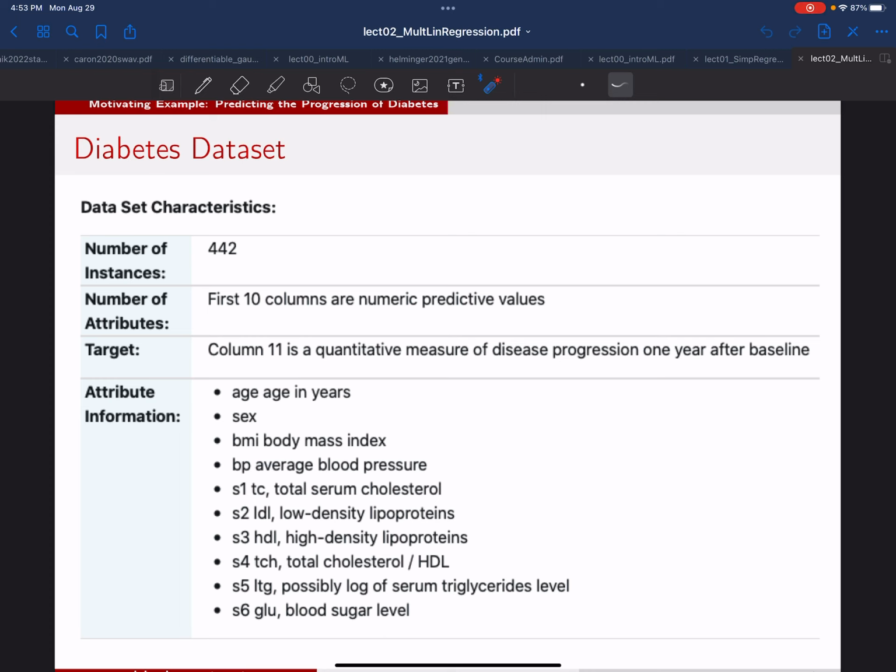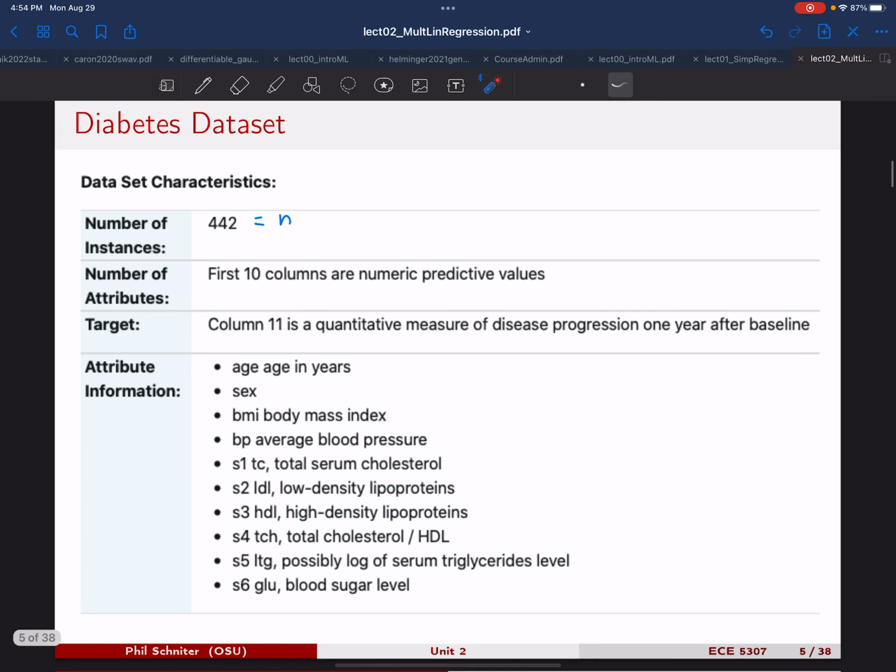This data set has 442 instances. This basically means this is what n is, the number of samples in the data set. This has 10 different attributes. Remember, attributes are features. Those are the things we're using to predict. There's 10 of them, and in fact, this is what they are: age, sex, body mass index, and so on. And then there's this 11th column in the data set, which is the target, a quantitative measure of disease progression 1 year after you measure these quantities. You want to see, is that person going to get sicker or not? So that's the data set.